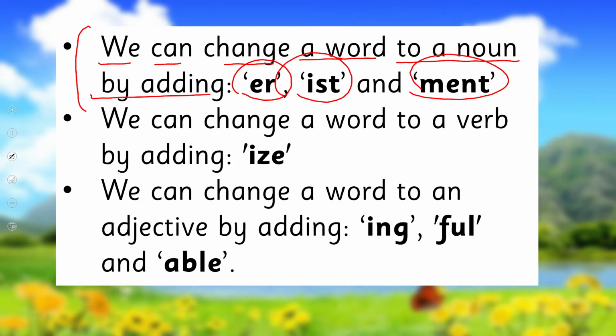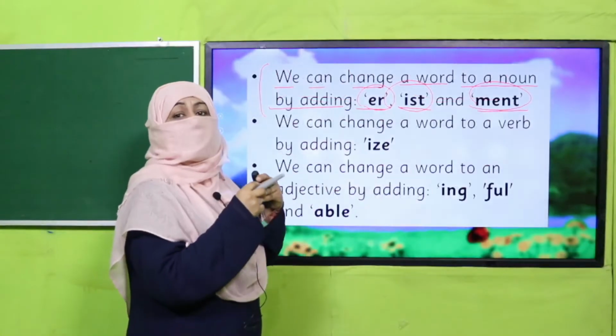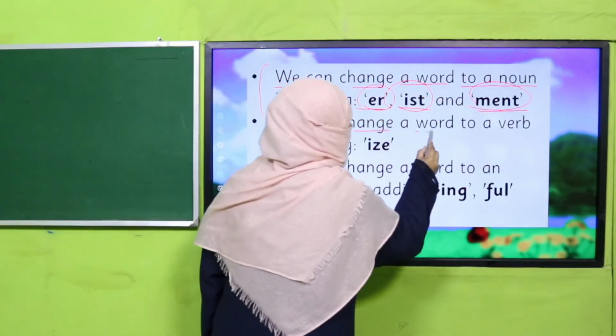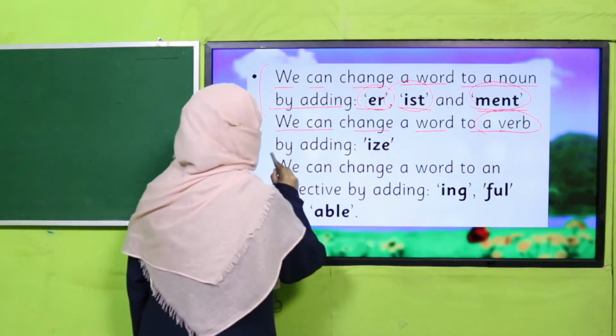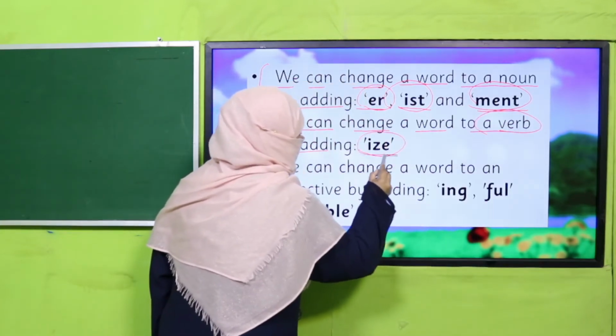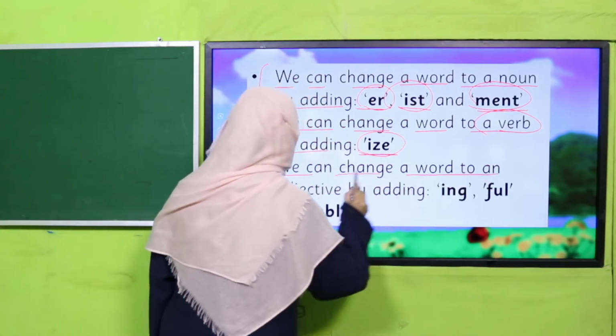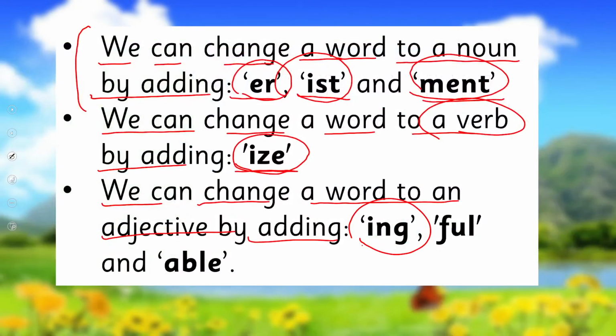So first thing we learned is, if you want to change a word into noun, you may add er, ist, or ment to that word, it becomes a noun. All right. The second is, we can change a word to a verb by adding ize. It becomes a verb. And we can change a word to an adjective by adding ing, full or able. Okay? Are you getting it? No problem. I'm going to explain it through an example.